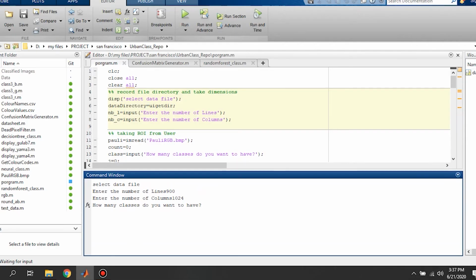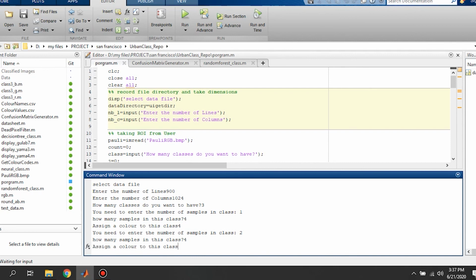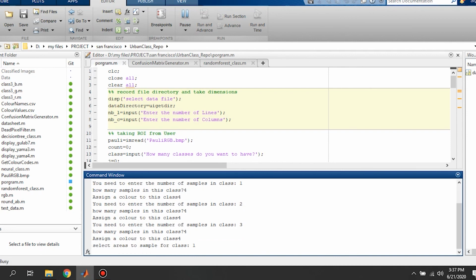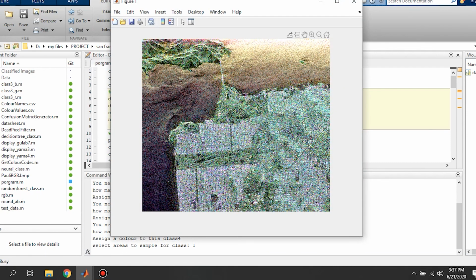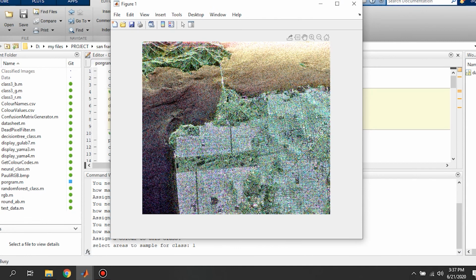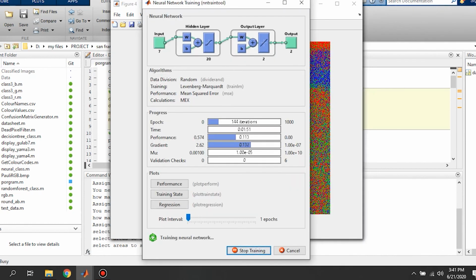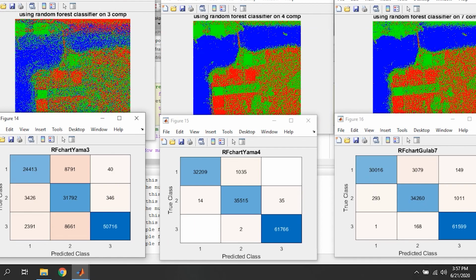Here is a demonstration of what we have achieved so far. At the beginning, users are allowed to set the number of classes along with how many training samples are needed per class. The user is then required to select the training areas. After the training process is complete, classified images are obtained along with their respective confusion matrices. This can be used to determine the most accurate model among the lot.